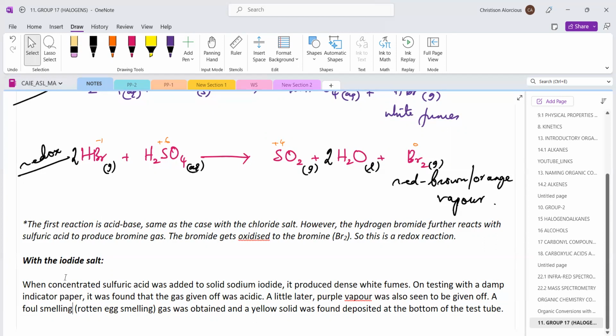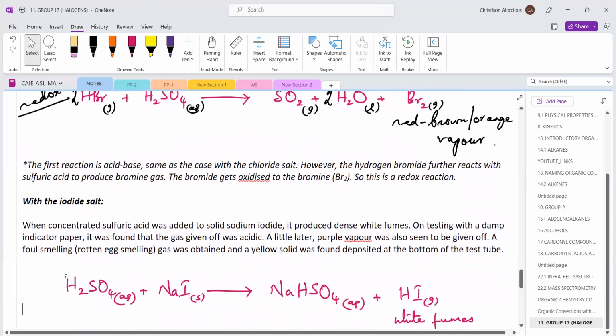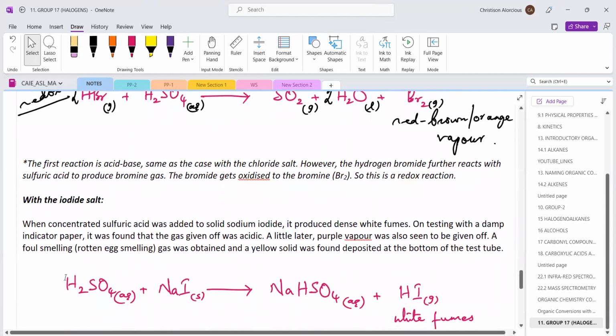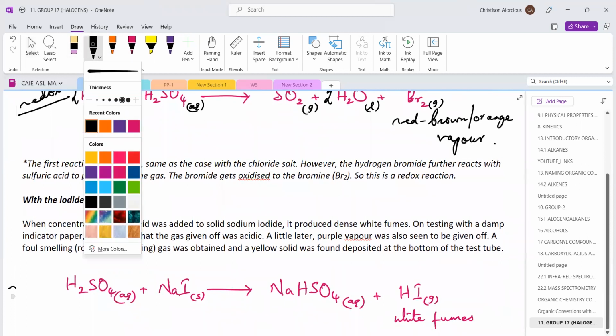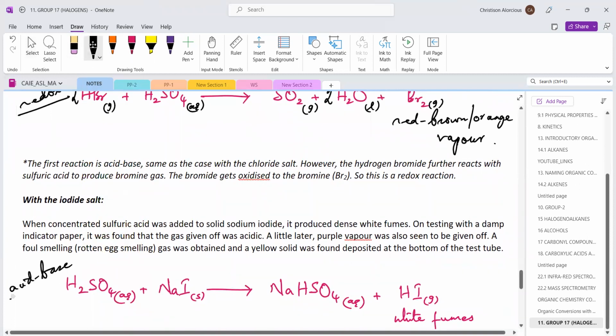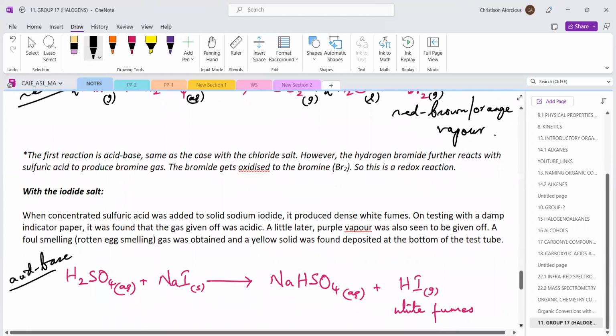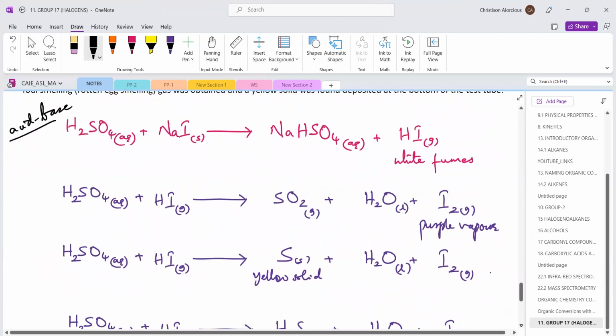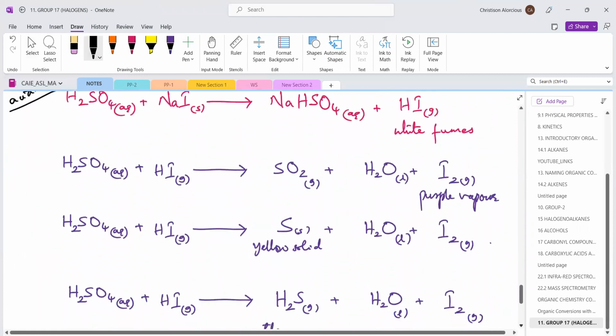So many observations. The first reaction is obviously an acid-base reaction, where the sulfuric acid is just losing a proton to the sodium iodide, forming sodium hydrogen sulfate and hydrogen iodide, and the hydrogen iodide is the white fumes. And then it gets interesting because hydrogen iodide can actually react in 3 different reactions with sulfuric acid. It produces sulfur dioxide, water, and iodine.